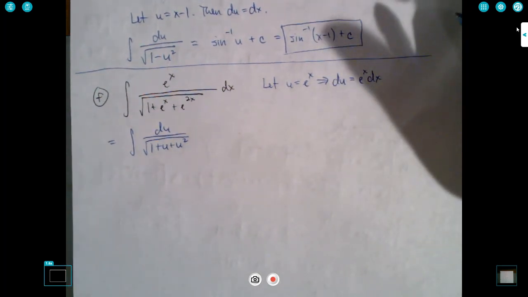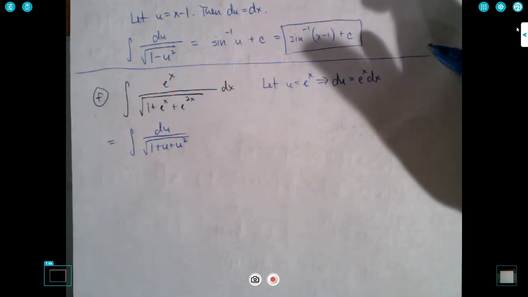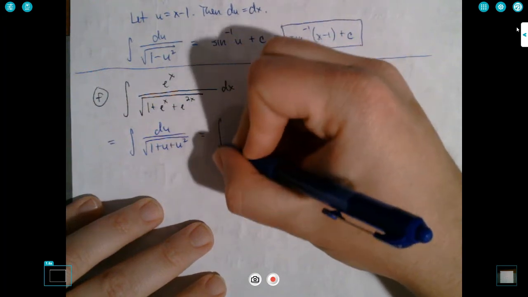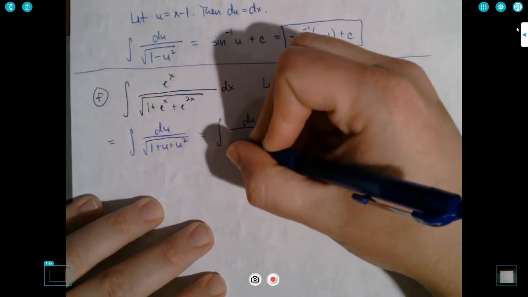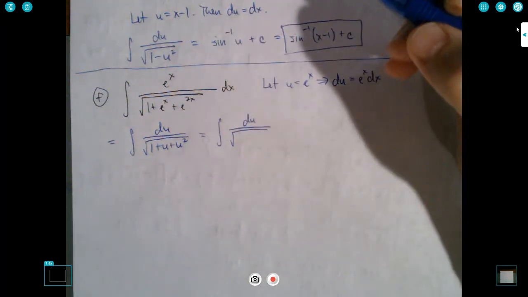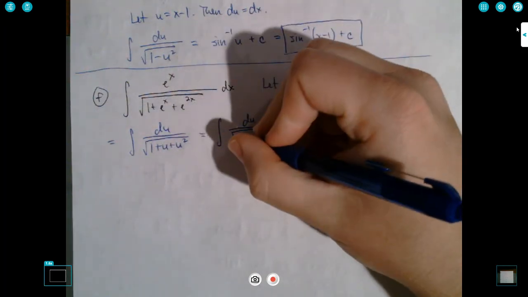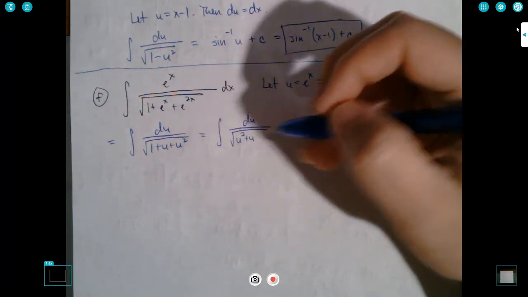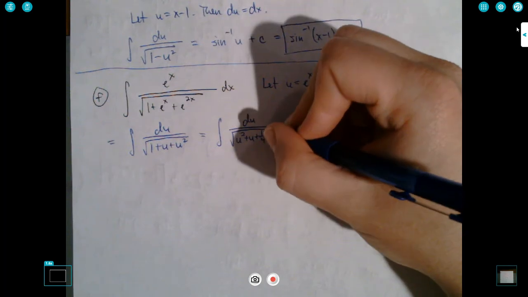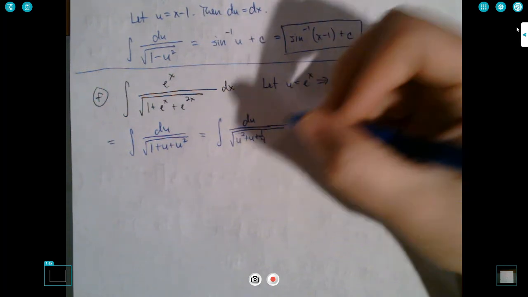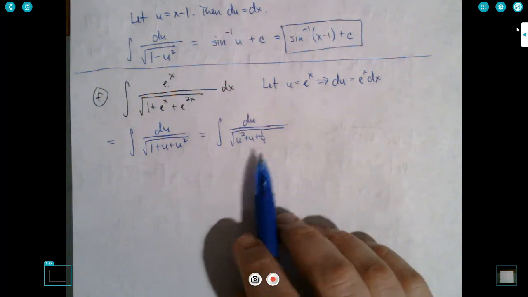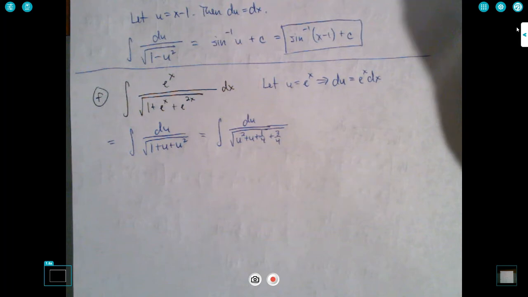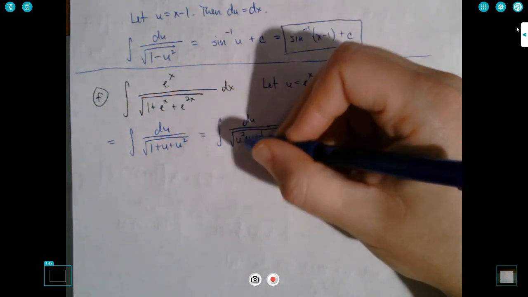That's the same thing as u squared plus u plus 1. So let's complete the square on it, right? So it's going to be du over the square root of u squared plus u, and if I'm completing the square, I would say plus 1/4. But originally it was 1, so I need to add a 3/4 as well. Now this stuff I can call u plus 1/2 squared.